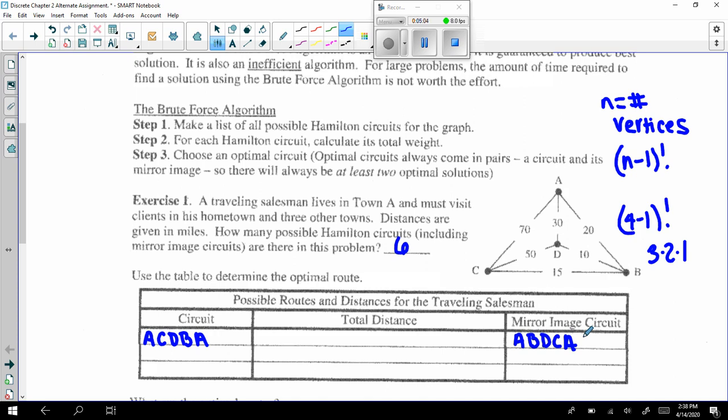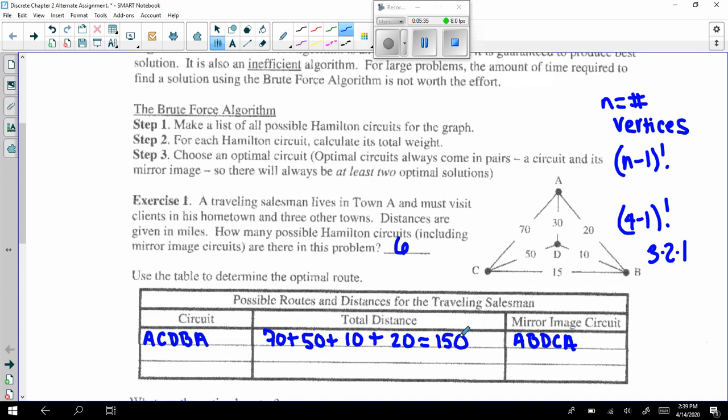So we started in town A. For that one, we went from A to C, and A to C is 70. And then we went C to D. C to D is 50. And then D to B, which is 10. And B to A, which again is 20. And that gives me 150.